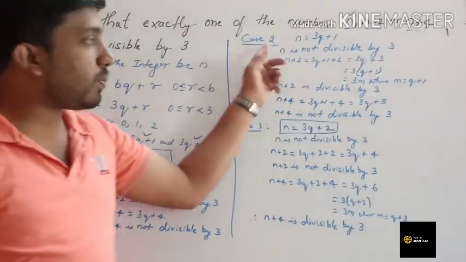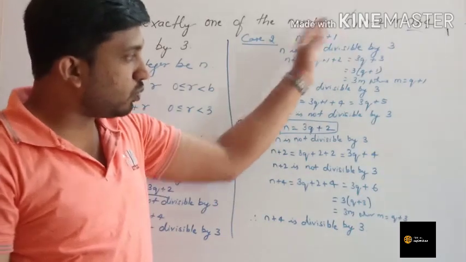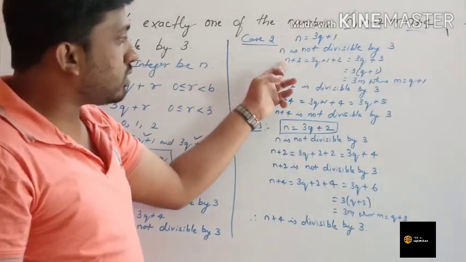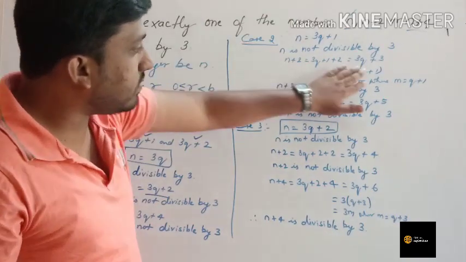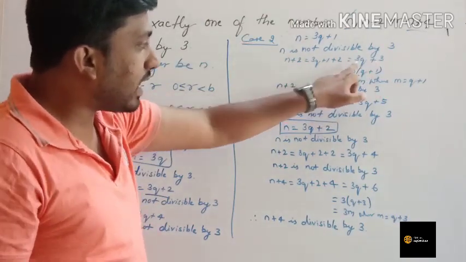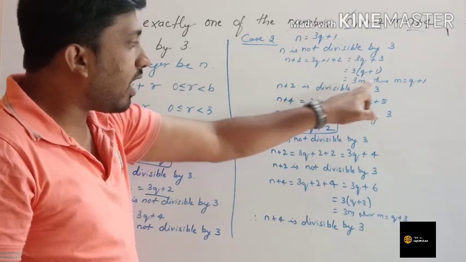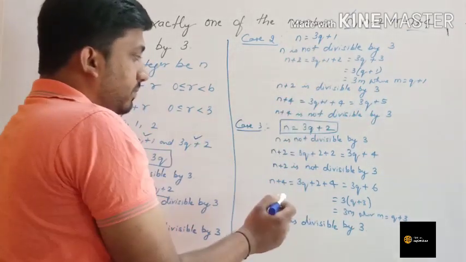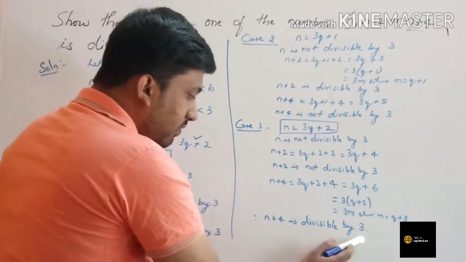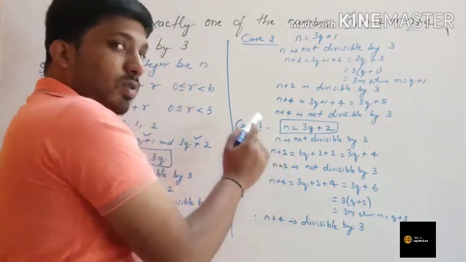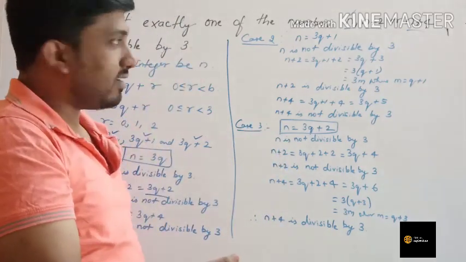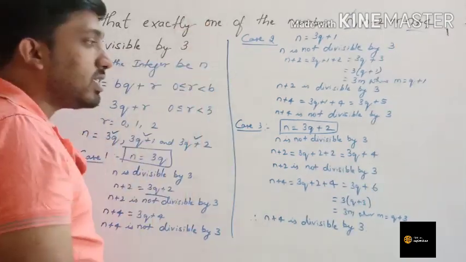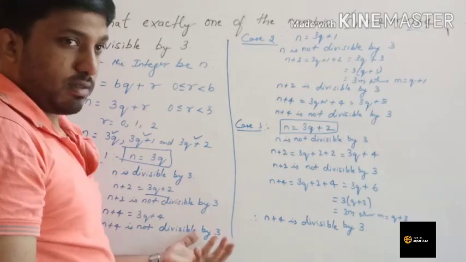Similarly, in case 2, what happened? We took n equal to 3q plus 1. Again I substituted, and I got this one as divisible by 3, because I can take 3 common and it will divide by 3. So these two didn't divide. In case 3, this one divided, but these two didn't divide. So as a result, we have proved that in each case, exactly one of the numbers is divisible by 3.